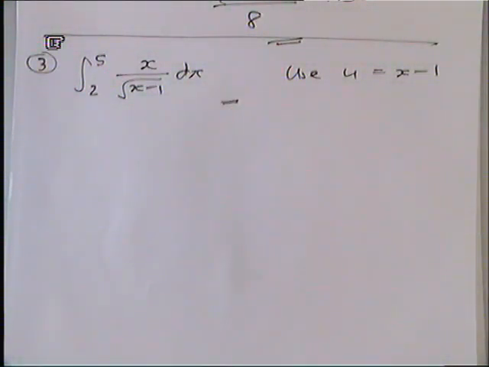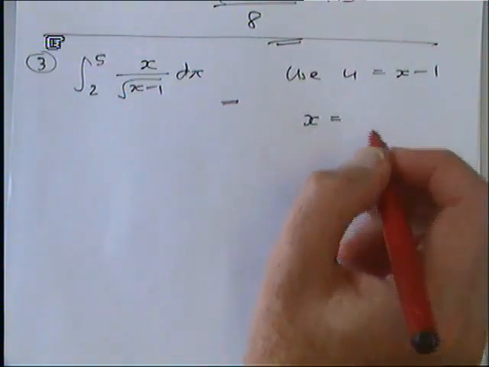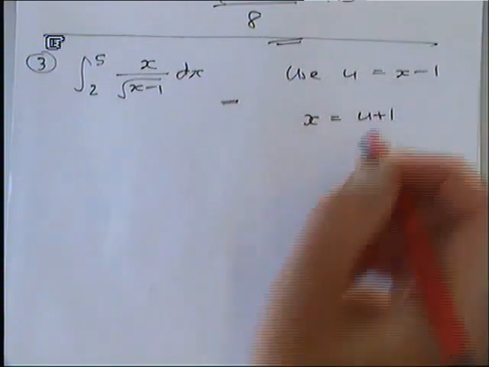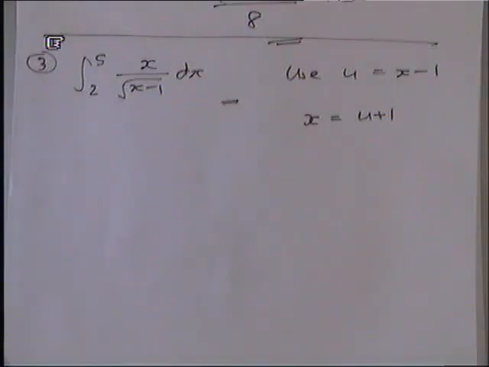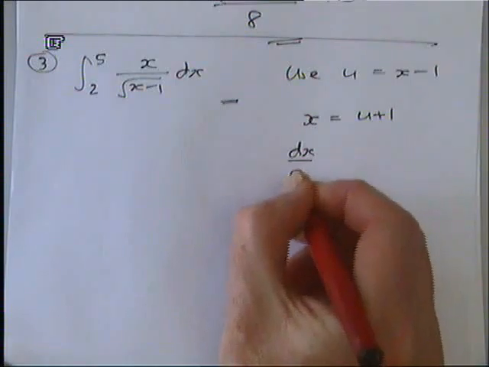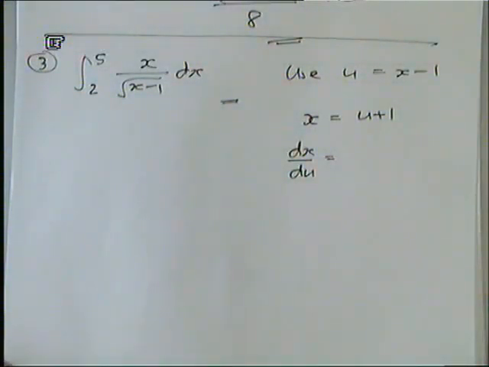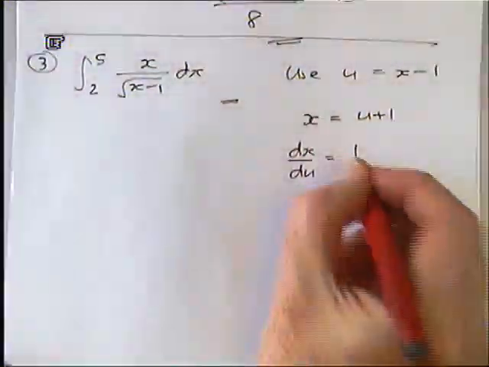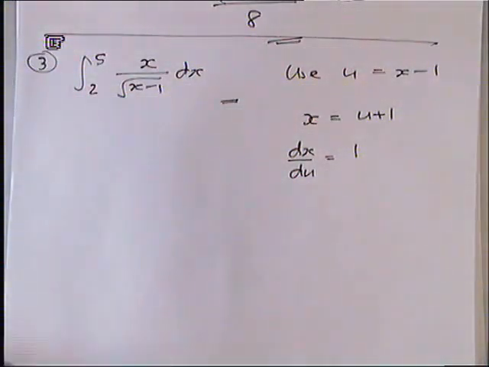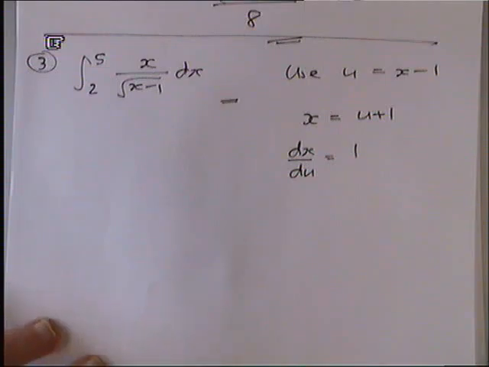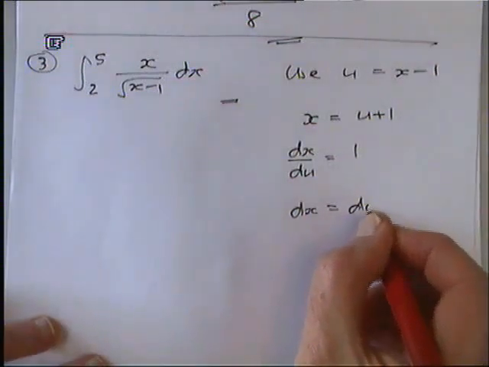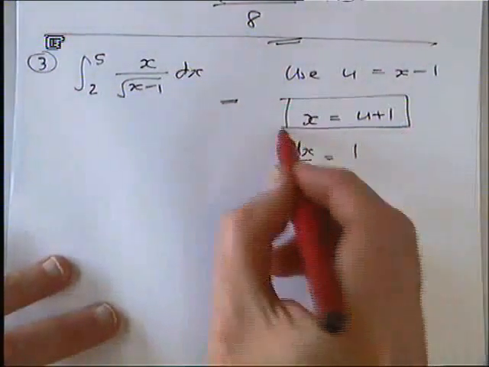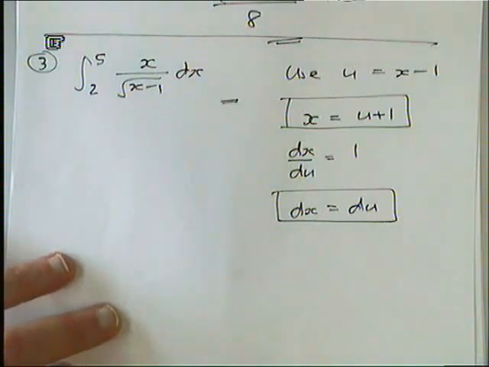Sunny, what's the first thing we'll probably do? Yeah. Write it as x equals u plus 1. Okay, that'll be an important line for later on. Next thing, Sunny? Yep. Work out dx/du. What is dx/du? Yep. Next thing we do. You're doing very well so far. Yeah, okay. So the important lines here will probably be that line and that line.